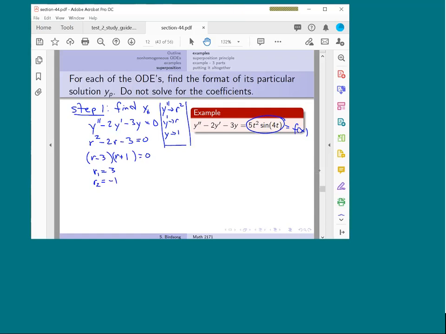It doesn't matter which one of these you call root 1 and root 2, because at the end of the day, we're going to add things together. And when you add stuff, it doesn't matter if you add thing 1 first or thing 2 first. So then associated with the first root and the second root, we have our 2 solutions. Anybody got what those 2 solutions are going to be?